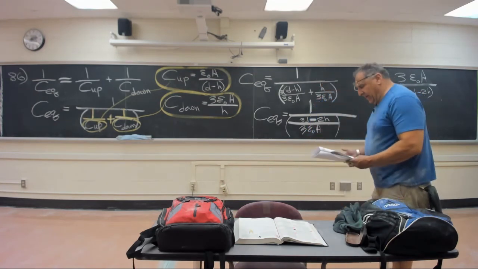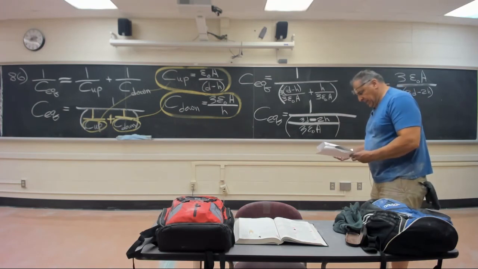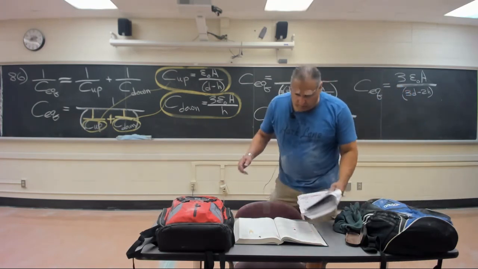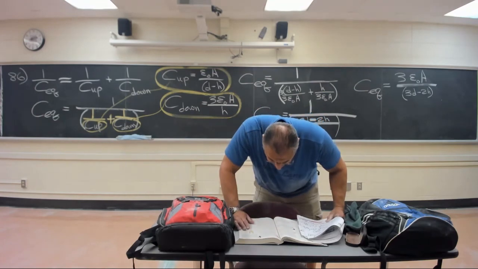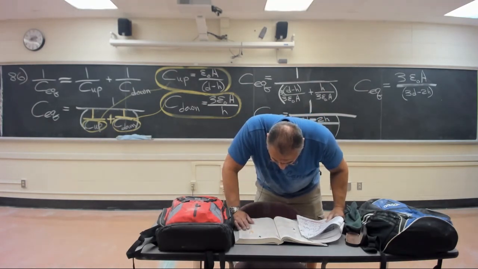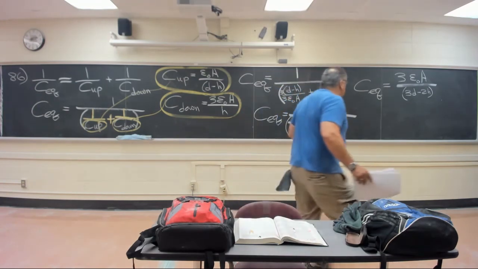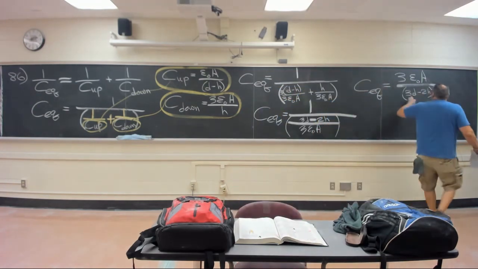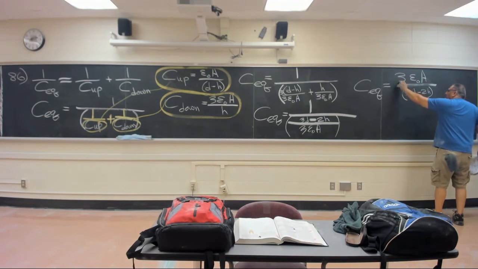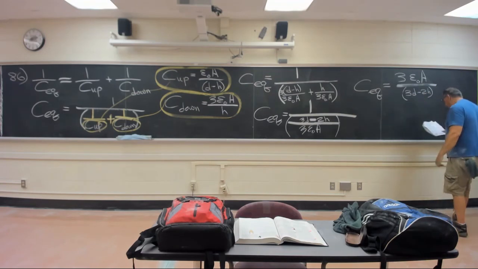I think they wanted to write it: how does the capacitance change as a function of the height h? You can argue a whole bunch of things here, guys. D was a constant. 3's a constant, epsilon naught's a constant. The A is a constant. The plate area isn't changing. D's a constant. Here's the H. Yeah, you could write it like that.